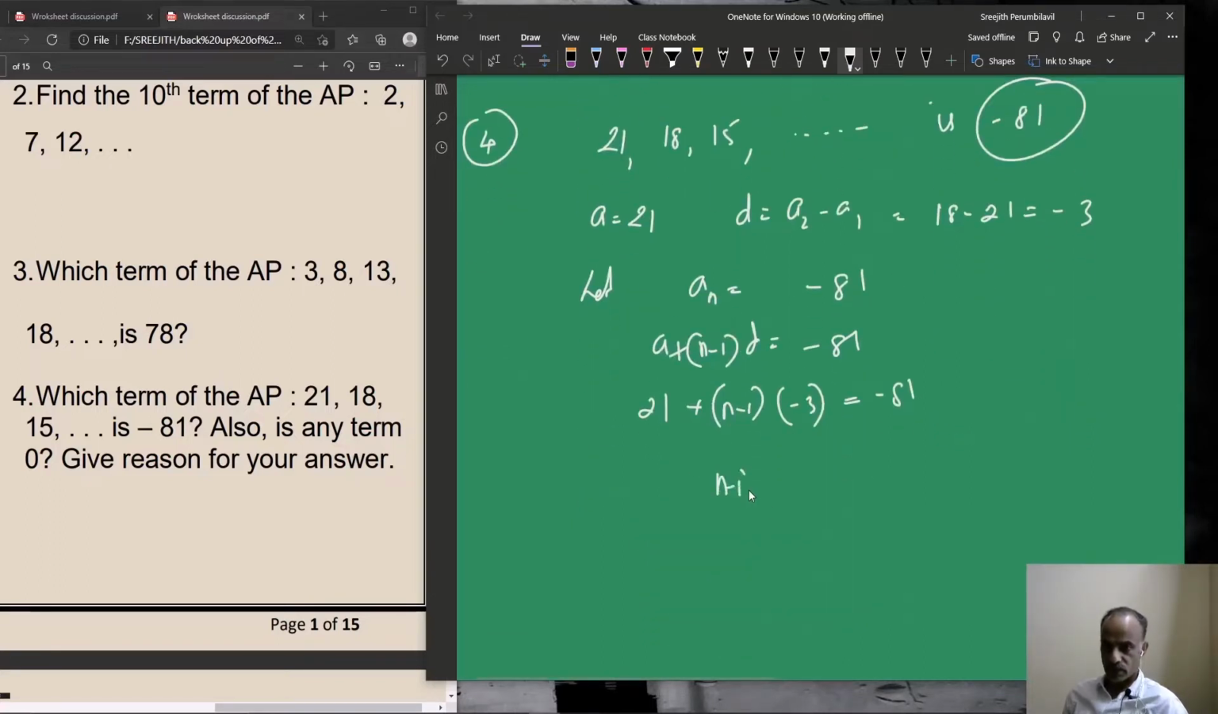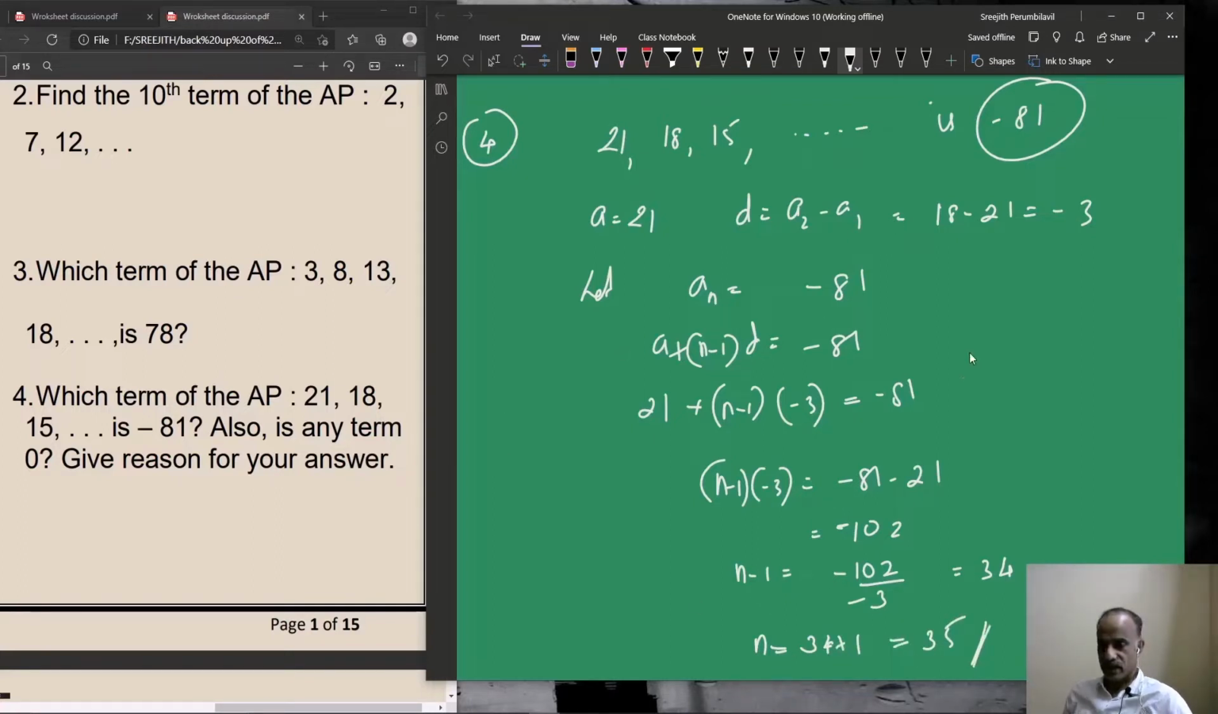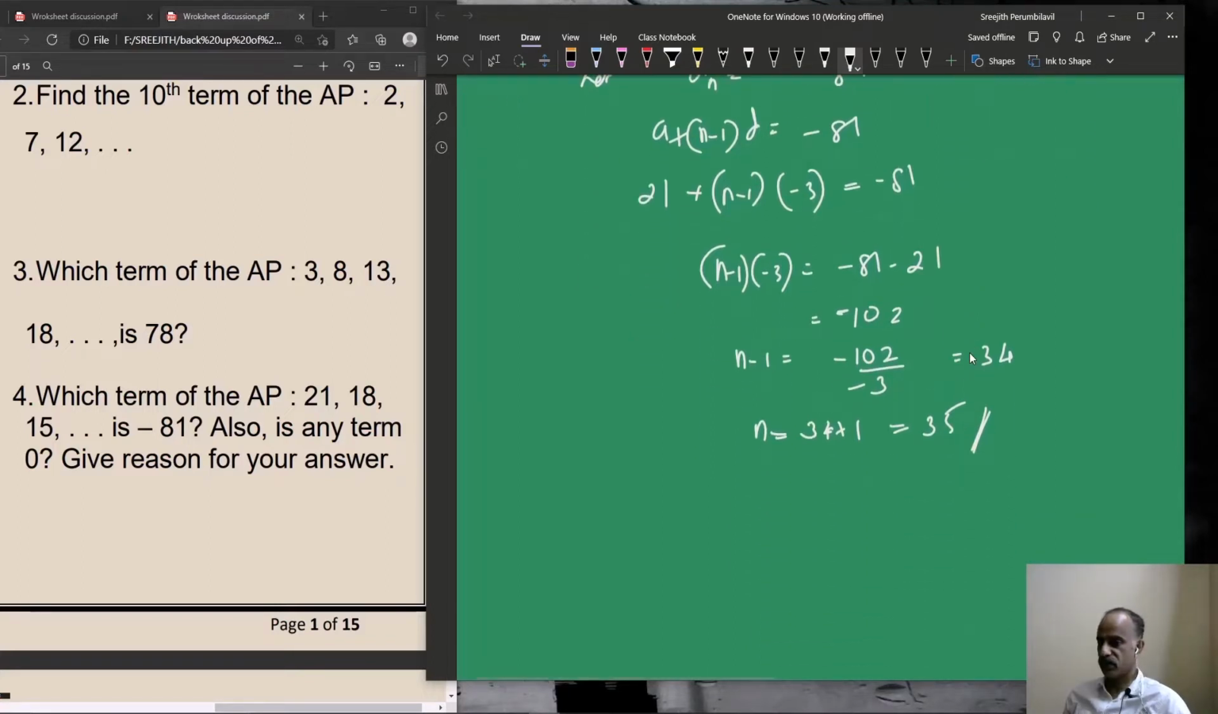So (n minus 1) into minus 3 is equal to minus 81 minus 21, that is minus 102. Or n minus 1 is equal to minus 102 divided by minus 3, that is 34. Or n is equal to 34 plus 1, that is equal to 35. So minus 81 is the 35th term.